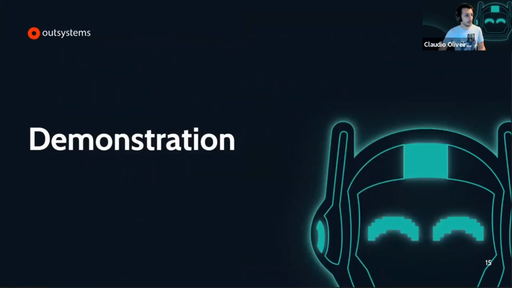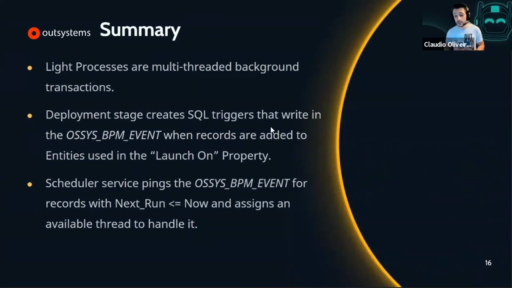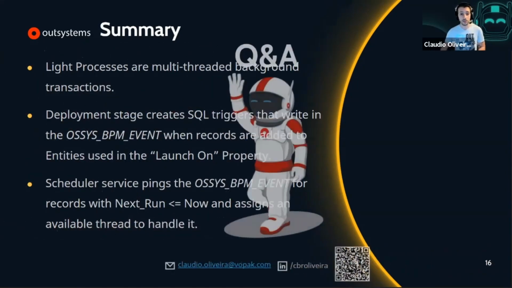And going back here, so this is basically how it works. So a small summary: light processes are multi-threaded background transactions. The deployment stage creates SQL triggers that write on the BPM event table when records are added to entities that are used on the launch on property. Scheduler pings that BPM event table to search for records in the past and then assigns a thread to handle them. So this is here.